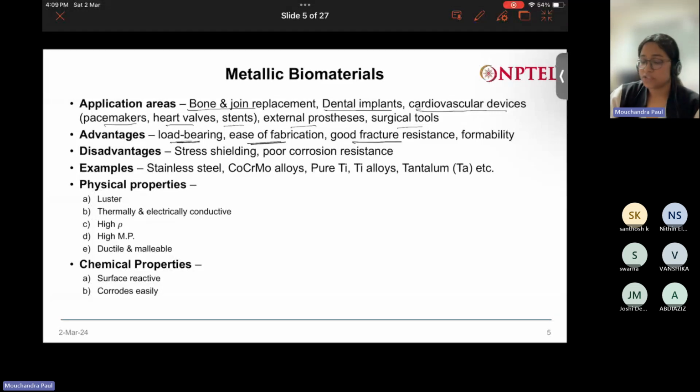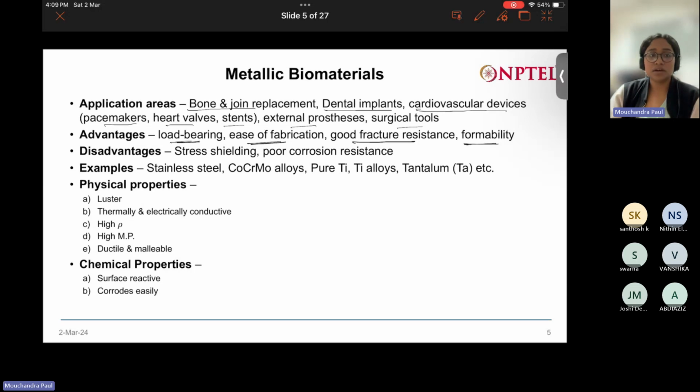It has very good fracture resistance, meaning that fracture develops only after a very long cycle of stress and strain, or after a very long period of usage. It doesn't fracture quite easily, in other words, and it can be transformed into any shape and size. It can be made into wires, sheets, or any irregular shape. Then there are disadvantages also.